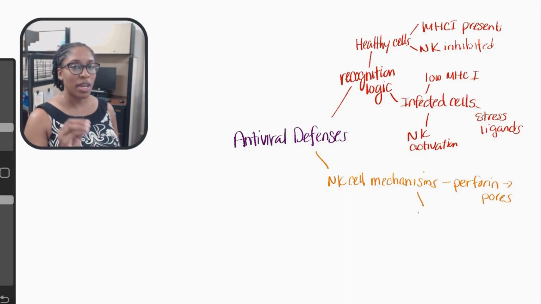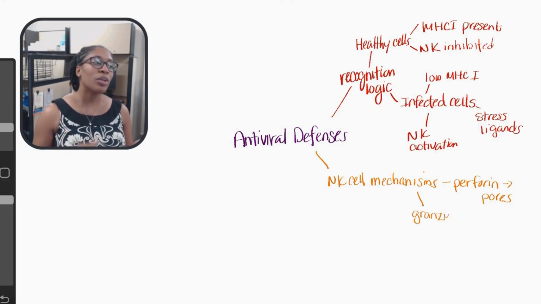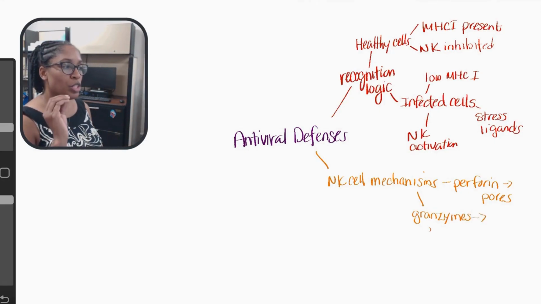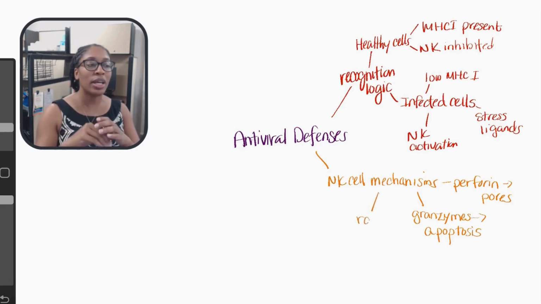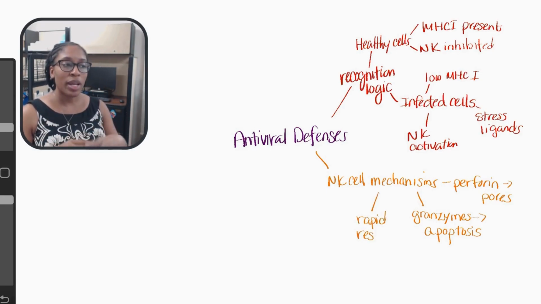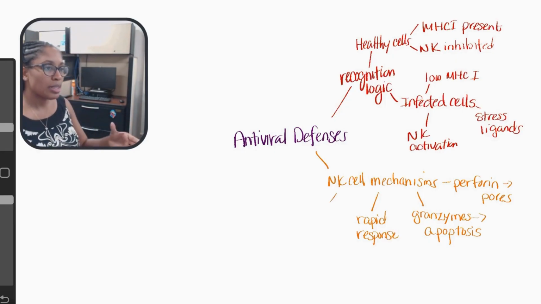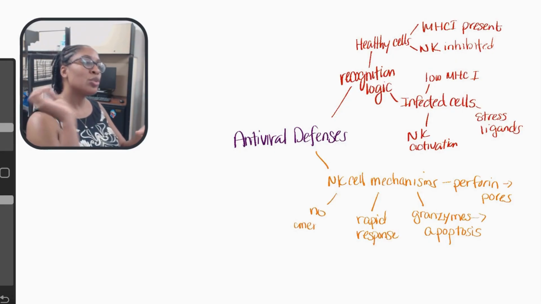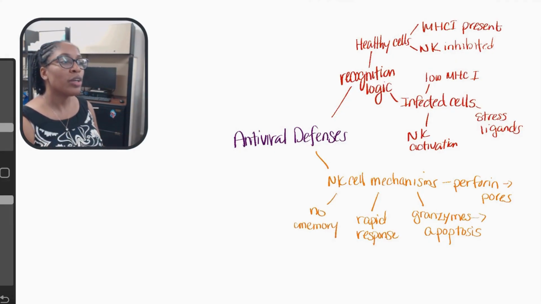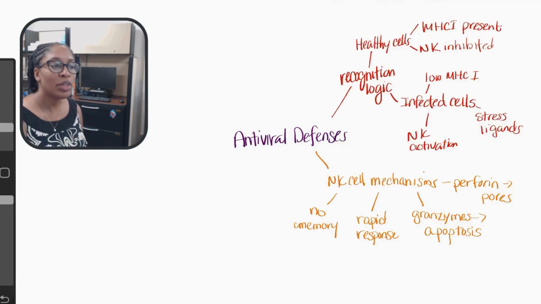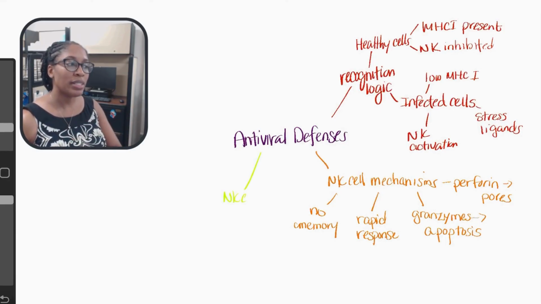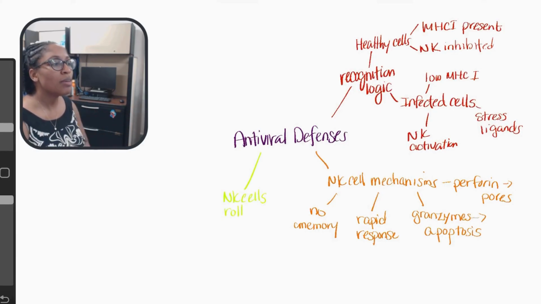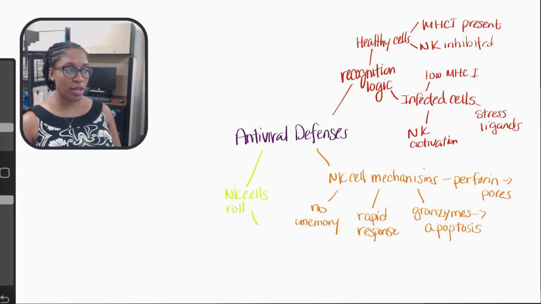Now, once activated, natural killer cells release perforin, which are molecules that form pores in the target cell membrane, and then granzymes, these are enzymes that enter through these pores and trigger programmed cell death. Now, this rapid response eliminates the infected cell before the virus has a chance to spread.